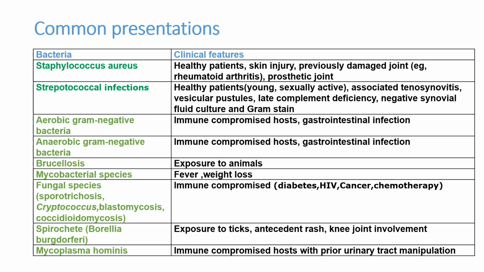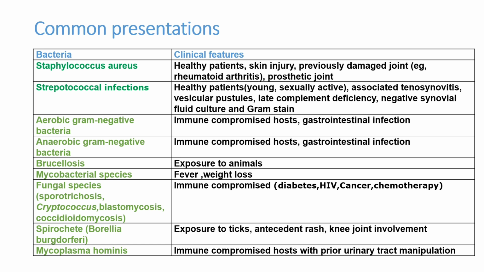Aerobic gram-negative bacteria: immunocompromised host, gastrointestinal infection. Anaerobic gram-negative bacteria: immunocompromised host. Brucellosis: exposure to animals, especially cattle, can be there in this type of patient. TB: fever and weight loss are common findings. Fungal infections: immunocompromised patient.